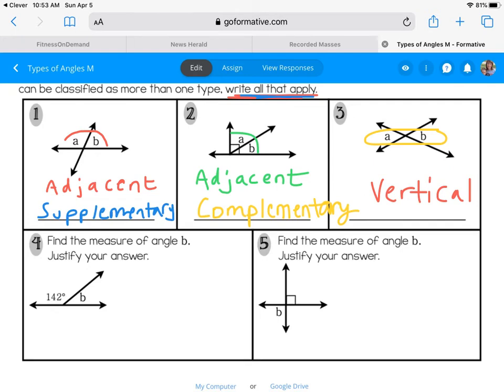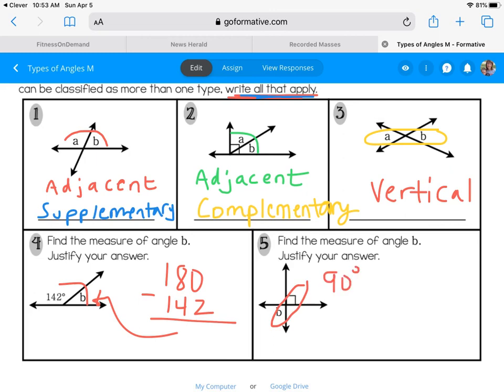And then the last 2, you're going to actually do some math and find a number. So the last 2, this one here, these would add up to 180. So we do 180 minus 142 to get the missing angle. So that'll give you that answer here. And these here are across from each other. They're vertical angles. So did you know that that box means 90 degrees? So if that's 90 degrees, then B is also going to be 90 degrees because they're vertical angles.